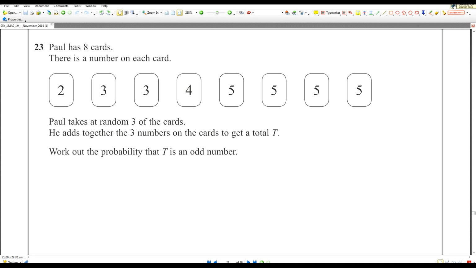Okay, this particular question here: Paul has 8 cards. There's a number on each card. Paul takes a random 3 of the cards. He adds together the 3 numbers on the cards to get a total T. Work out the probability that T is an odd number.